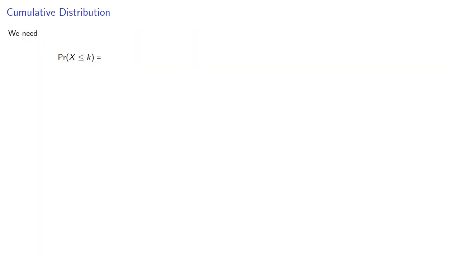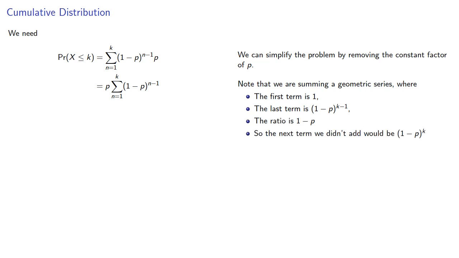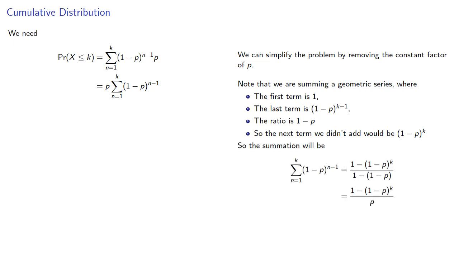So we need to find the probability that x is less than or equal to k, and that's going to be the finite sum from 1 to k. We can simplify the problem by removing the constant factor of p, and note that we're summing a geometric series where the first term is 1, the last term is 1 minus p to the k minus 1, and the ratio is 1 minus p. So the next term we didn't add would be 1 minus p to the k, and so our summation would be, which we can simplify, and that gives us our cumulative distribution function.